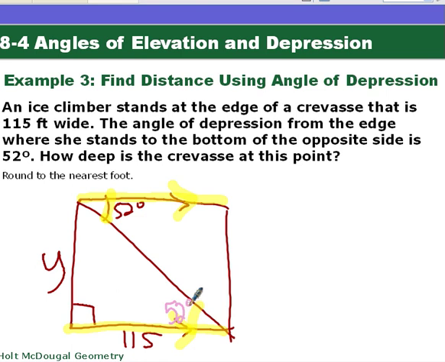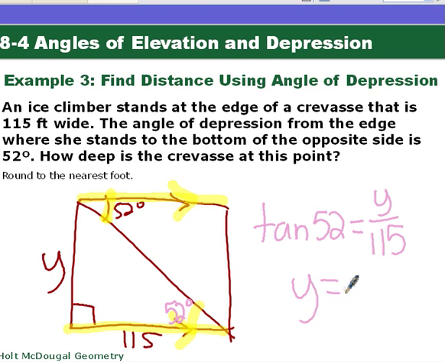Now we have an adjacent leg. We have to find the opposite leg given an angle here. So we use tangent of 52 degrees equals the opposite leg over the adjacent leg. You guys have lucked out solving these. No division, all multiplication.